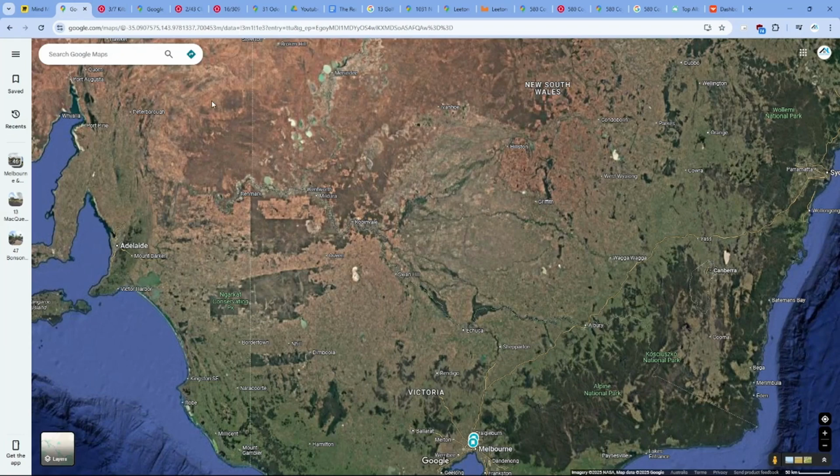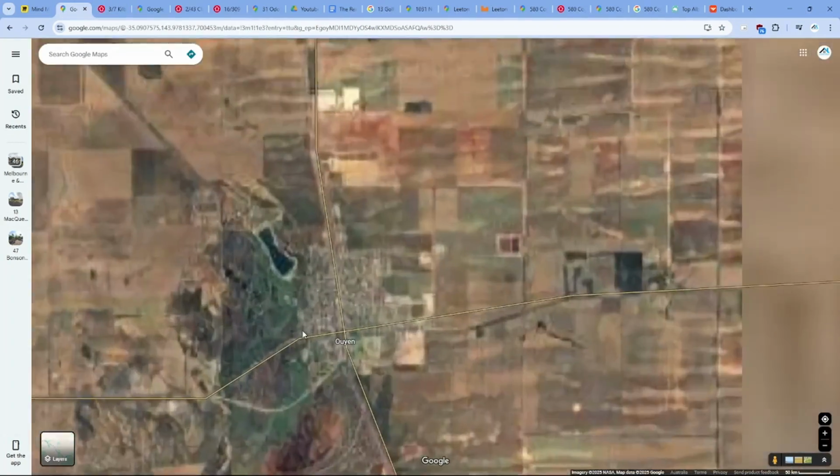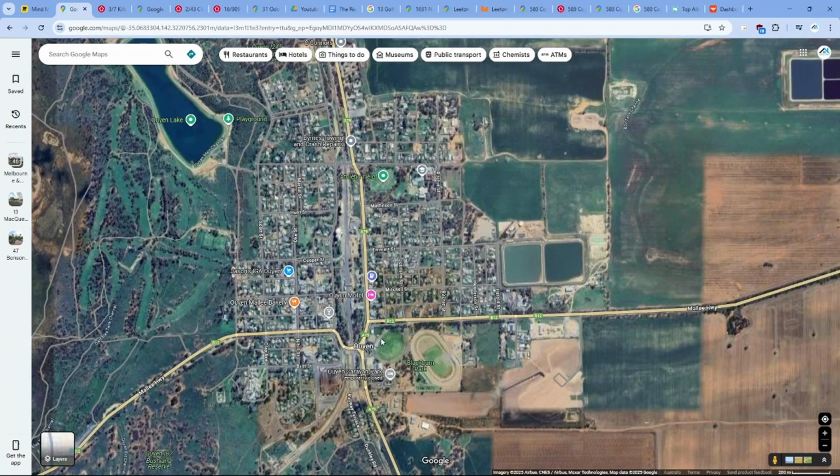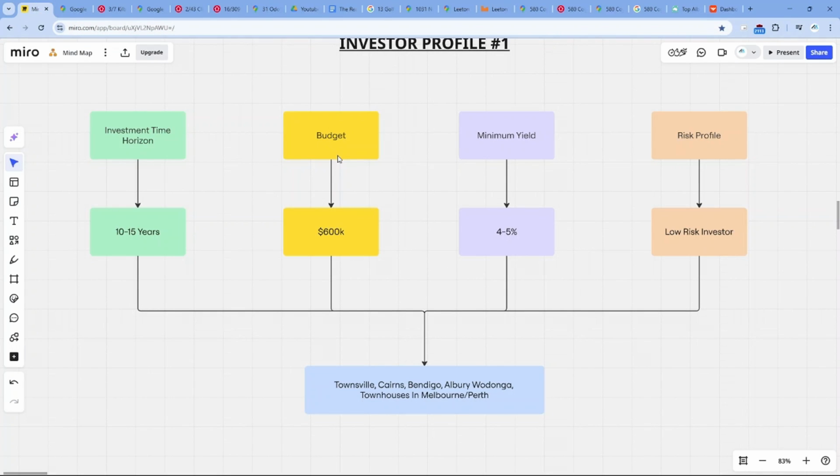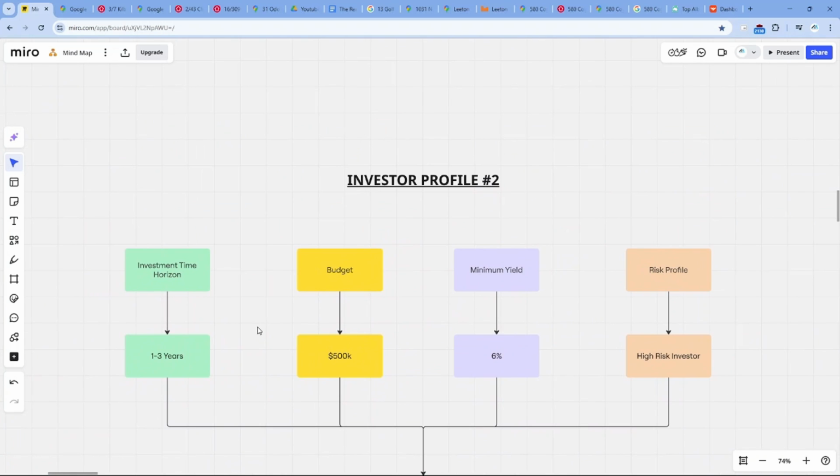If you're a low risk investor, you wouldn't go to some regional or small town like this. This is completely random, by the way. I don't know anything about this location, but you wouldn't just invest randomly here, would you? So you would invest in safe, fundamentally sound locations like Albury-Wodonga, like Bendigo. You can hold it for the long term with very little concern. You can sleep at night risk free, essentially. That's one example.